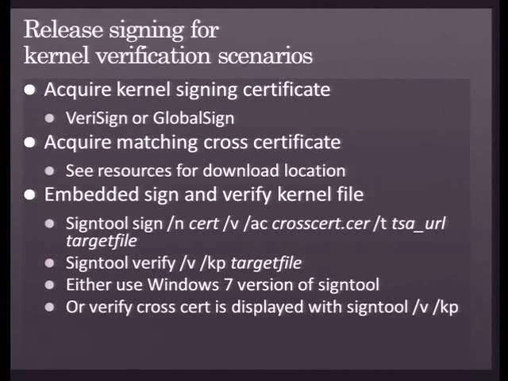Now, the command line syntax again is similar, only this time during SignTool signing step, use the /AC flag to specify the cross certificate. In the verify step, use the /KP switch to specify kernel policy. You also specify the /verbose option to dump the certificates which were put into the signature. You want to check to make sure that the cross certificate is displayed, to make sure that it is properly present.